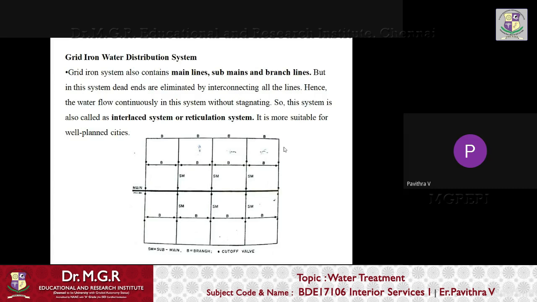So I will pause for about 3 minutes, and I want you to draw this diagram. Make sure you get this diagram first, then you can expand it from the diagram itself.